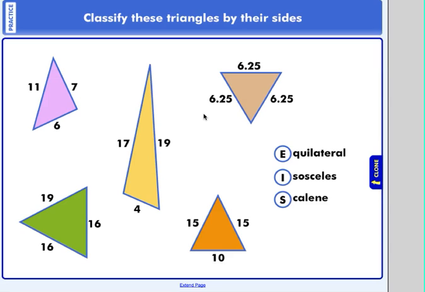So let's take a look at these triangles and let's decide if they're equilateral, isosceles, or scalene. Okay, I want you to try and think of it in your head before I label it. Here we have a triangle with sides of 11 units, 7 units, and 6 units. All three different. That is a scalene triangle.